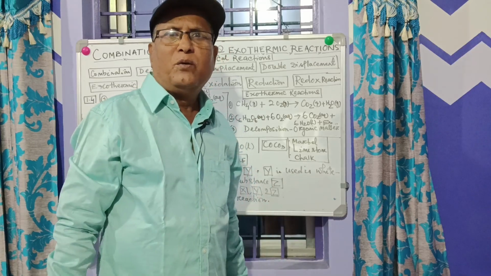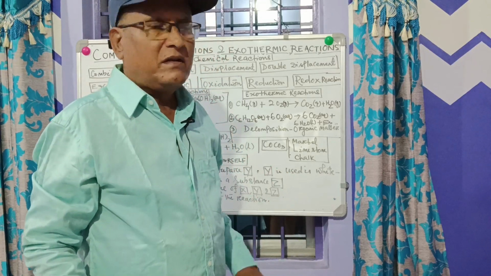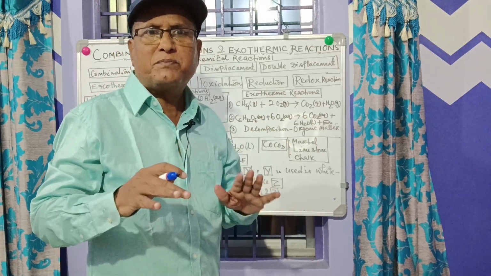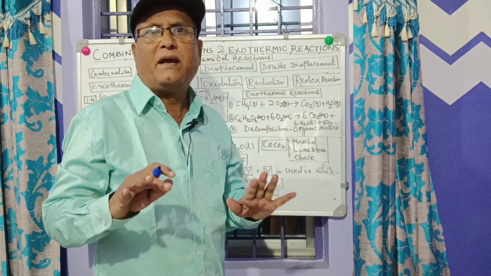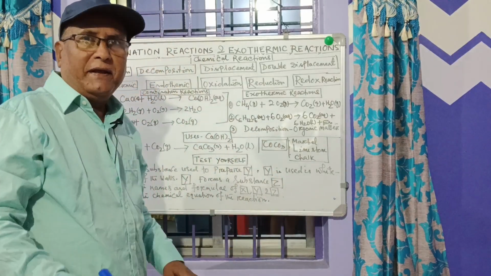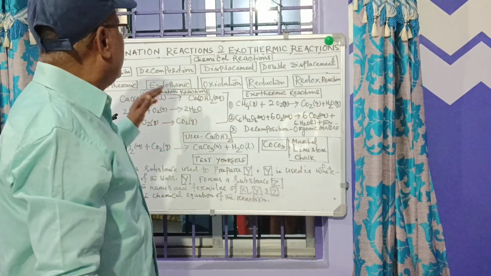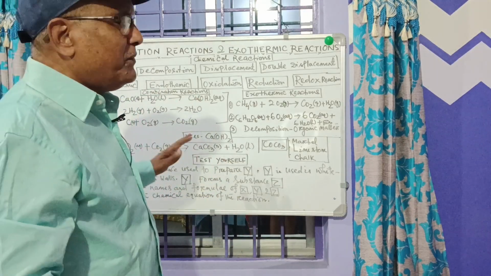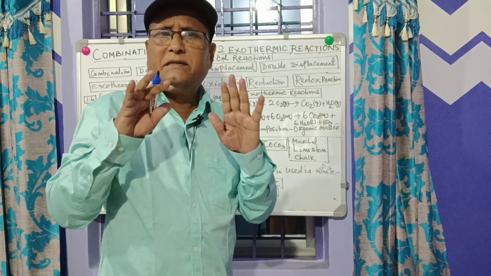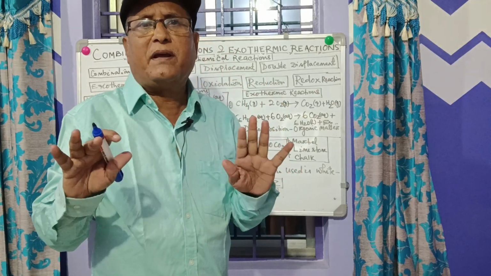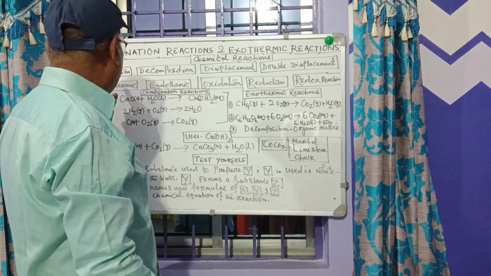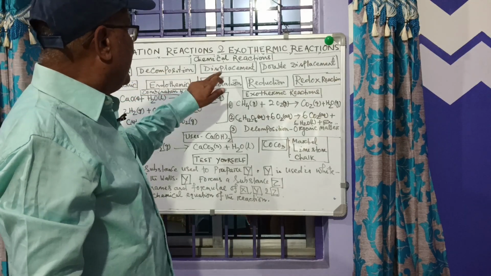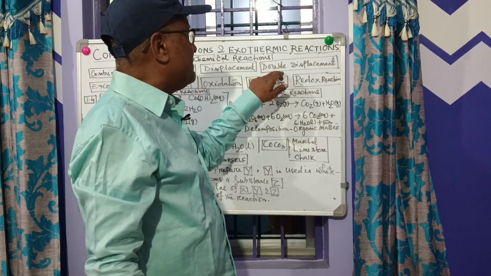Let's recap. We discussed in our last class how to write a chemical equation and the methods followed to balance a chemical equation. And today we have taken a topic that is types of chemical reactions. So there are four types of chemical reaction. What are they? First one is combination reaction, decomposition reaction, displacement reaction, and double displacement reaction.